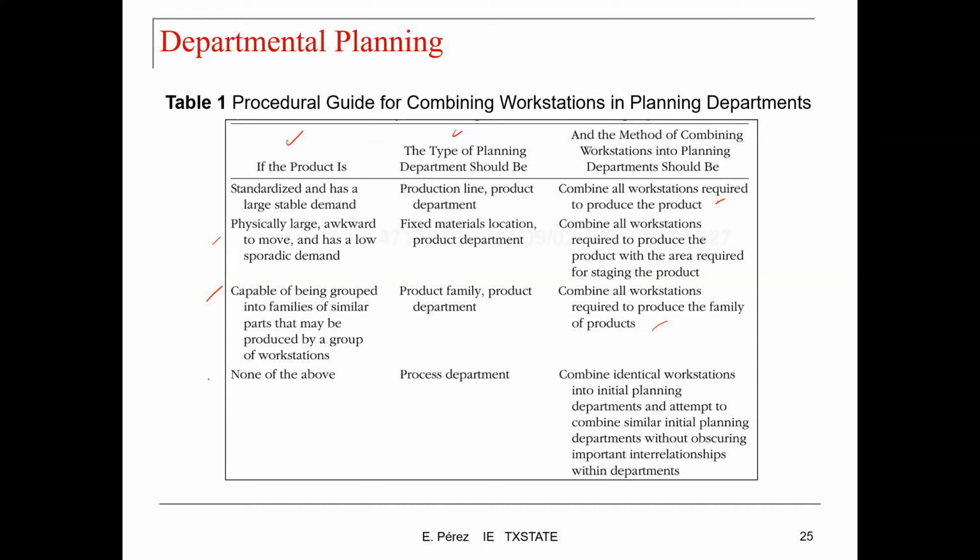If your product is not following any of those three classifications, then you want to do a process department that combines identical workstations into initial planning departments and attempt to combine similar initial planning departments without obscuring important interrelationships within departments.